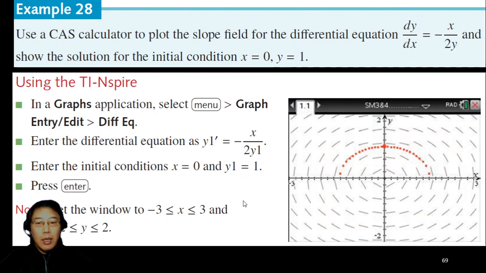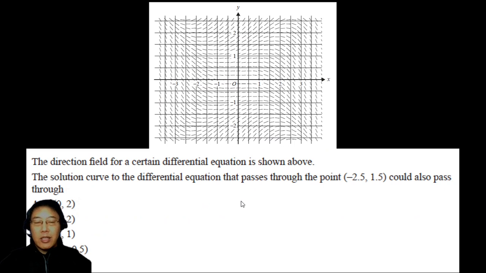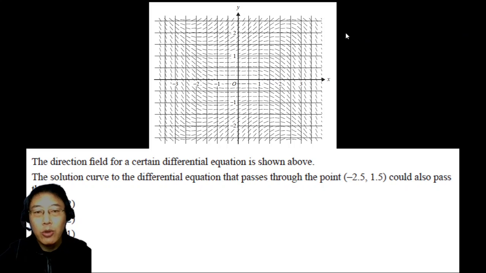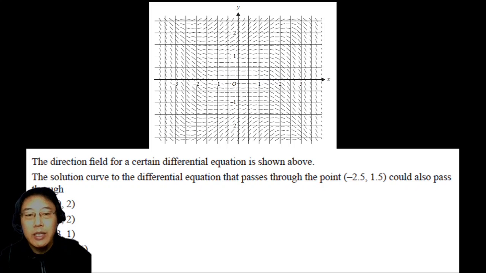Alright, next one is kind of an exam question where in that situation you can't use your CAS calculator. You have a slope field, but the equation is not given to you, so you can't enter it on your CAS calculator. It tells you that the solution, which is when you have a slope field, it's an infinite number of solutions, but this solution is narrowed down to one because it needs to go through that point.